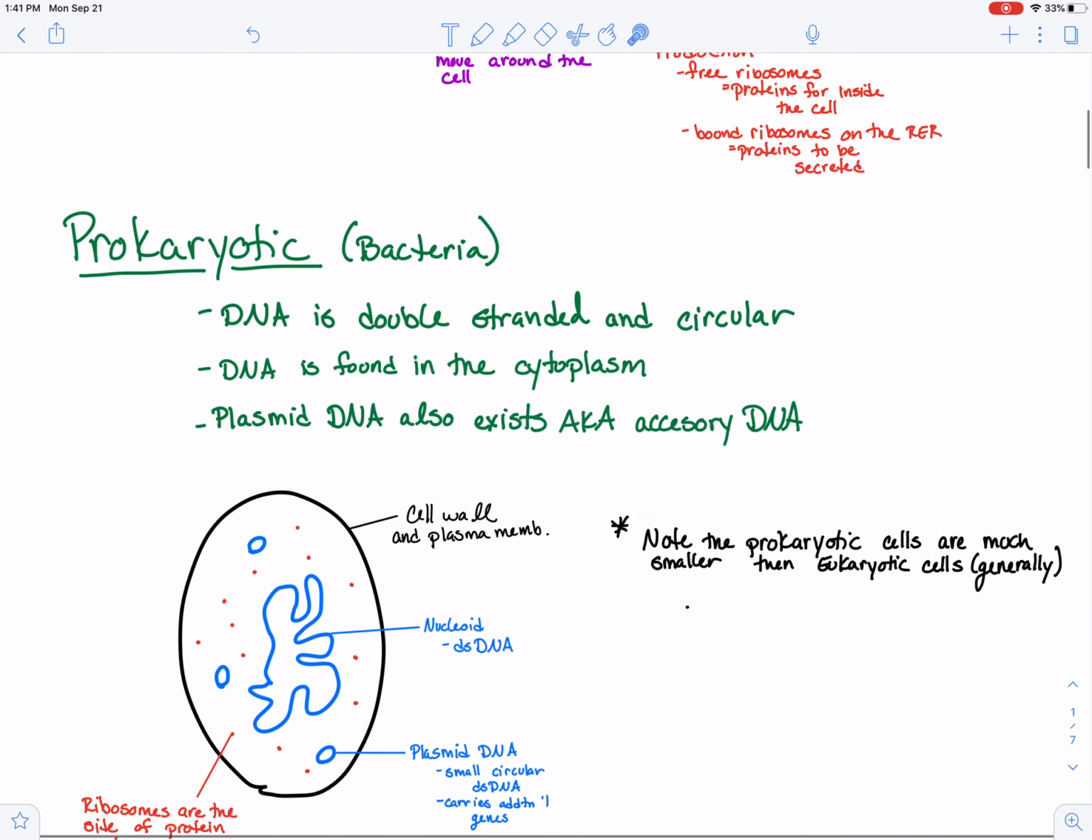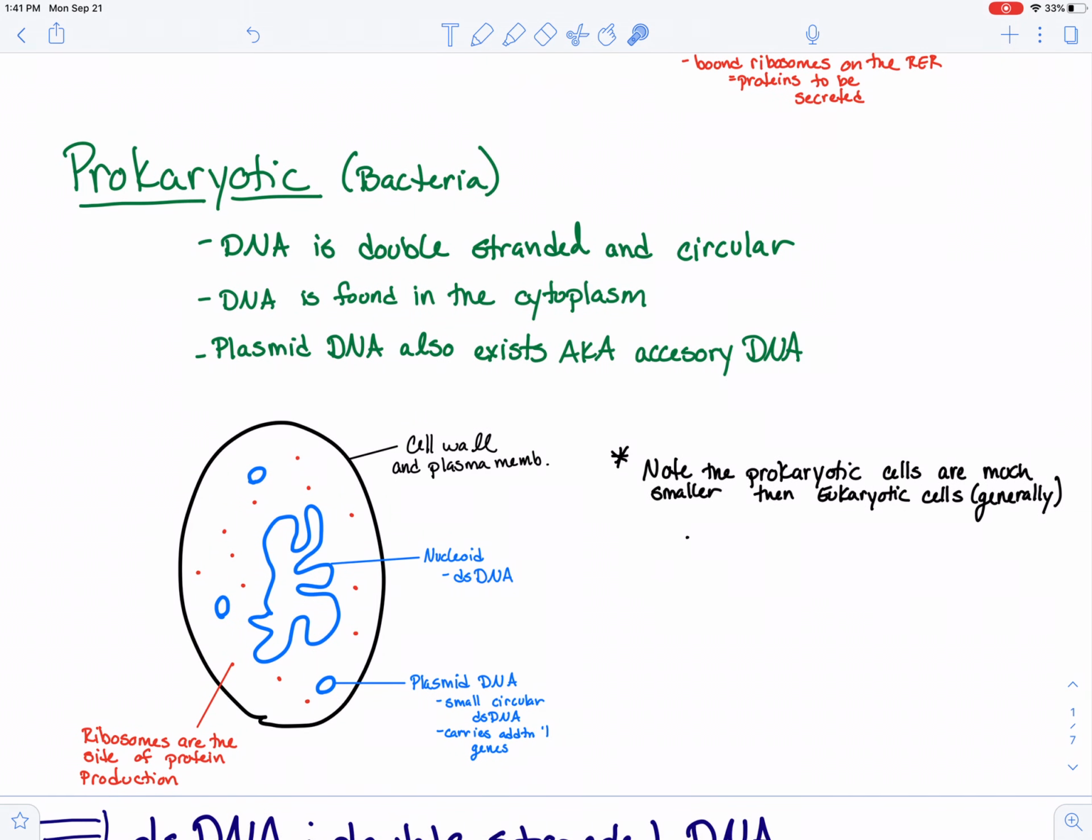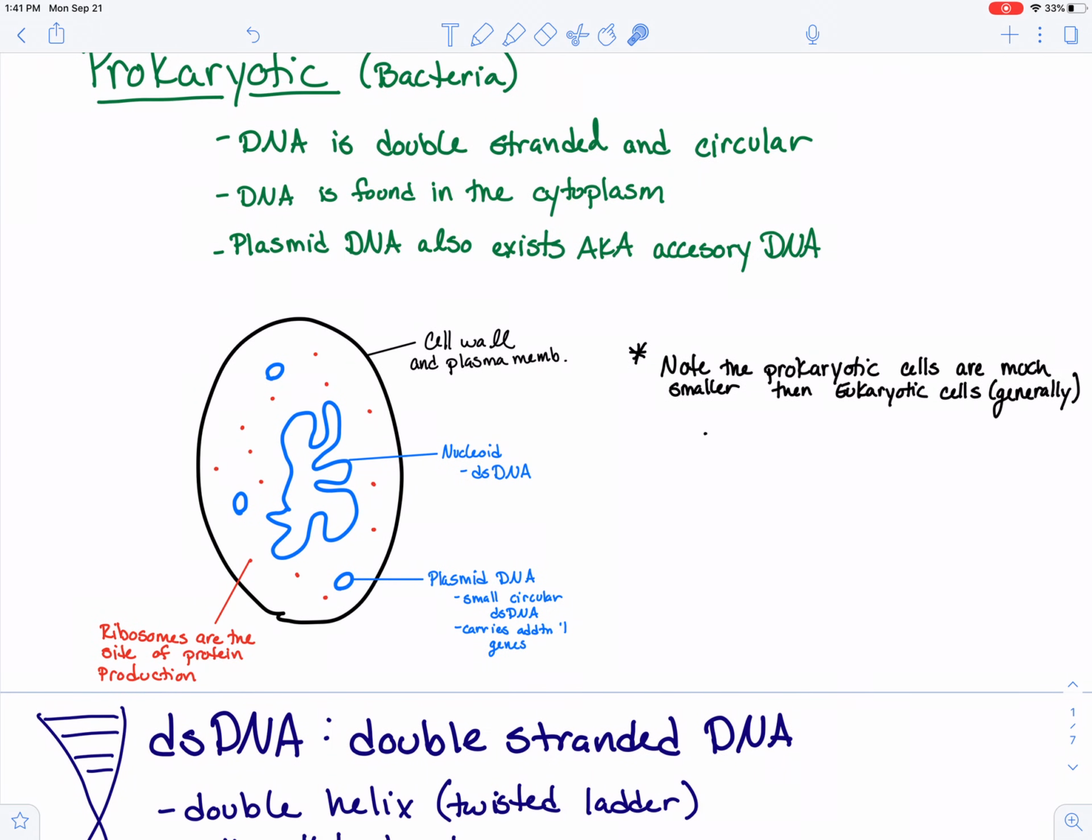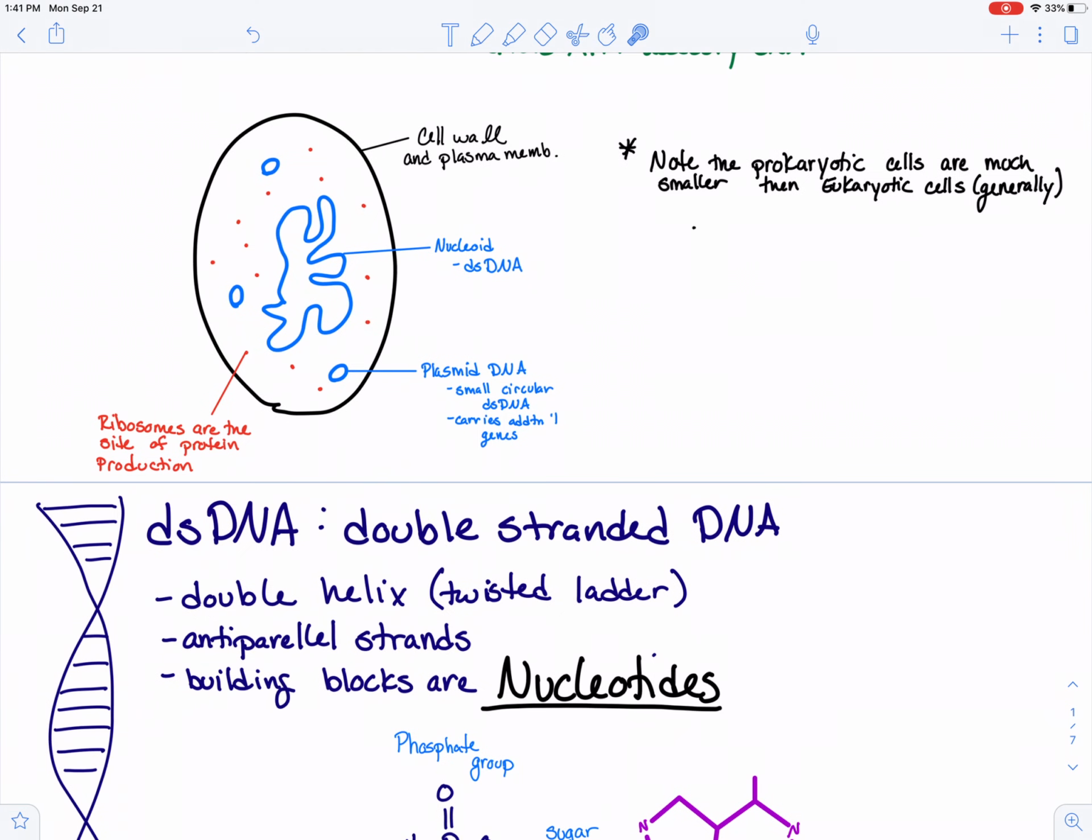Prokaryotic cells, if you remember, are cells like bacteria. They have DNA that is also double-stranded, but in this case it's circular, so it connects on the two ends, unlike linear DNA. Circular DNA would be more like a rubber band. This DNA is found in the cytoplasm, so there is no organelle known as the nucleus here. And we also potentially have plasmids, which are just accessory pieces of DNA, and they tend to be very, very small. So this is a very loose drawing of our prokaryotic cell. And just remember, prokaryotic cells are much, much smaller in comparison to eukaryotic cells.